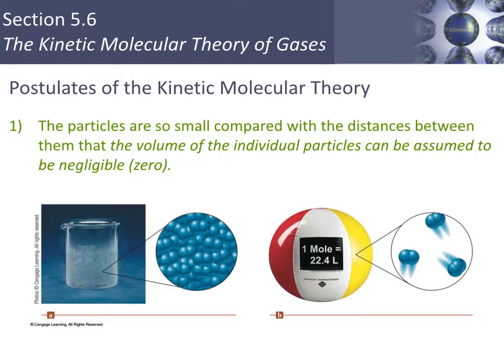The first is that the particles of a gas are so small compared with the distances between them that the volume of the individual particles could be negligible, zero. What that means is, if we were to look at a solid, you could see the particles are all packed together. There's a volume there. But if you look at a gas, the particles are spaced quite far apart.